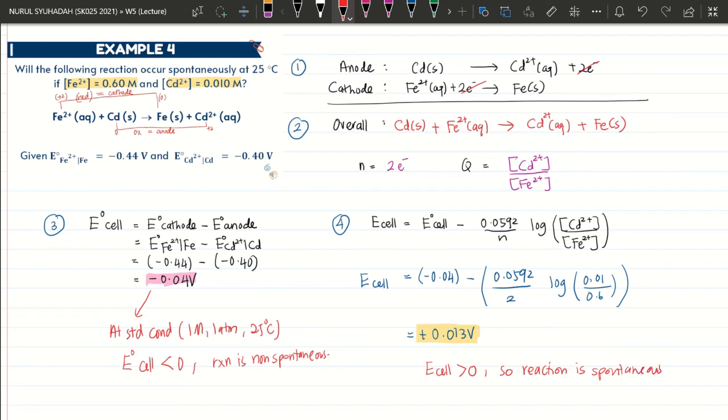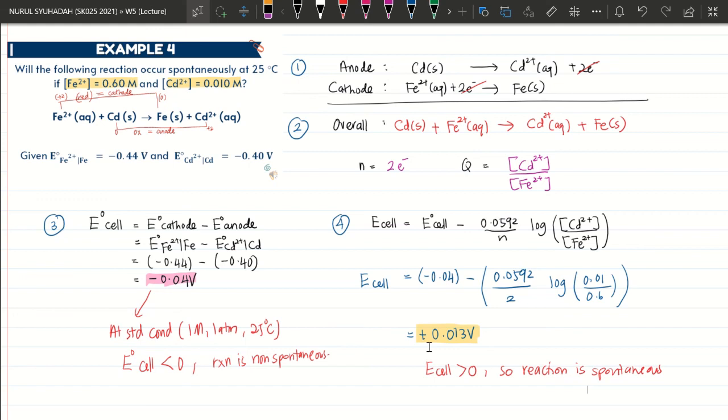In other words, this example shows that some reactions might not occur at standard condition, but as we change the concentration, we change the condition, the reaction might occur. So we just need to find the suitable condition for a certain reaction like this. That will be all for example 4. These 4 examples will be the questions that might come out in your exam for 3.1 and 3.2. Please make sure when you read your question, read carefully. Do you need to use the Nernst equation or not?